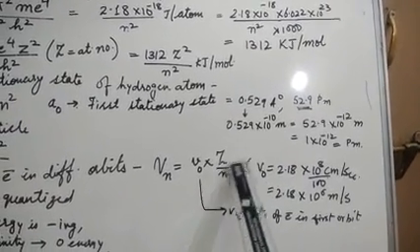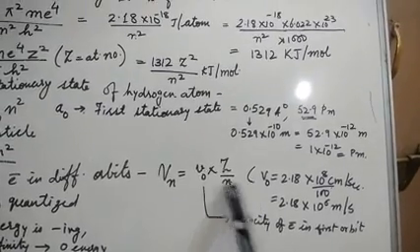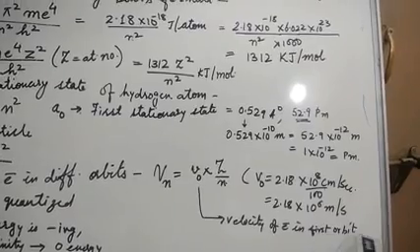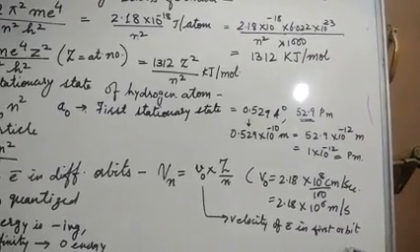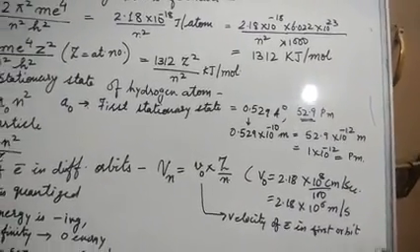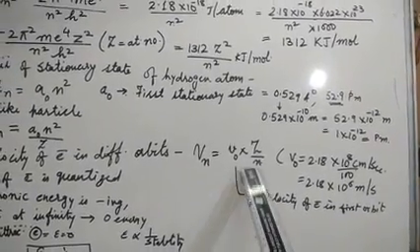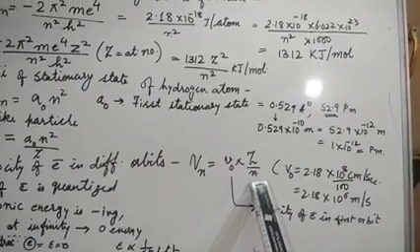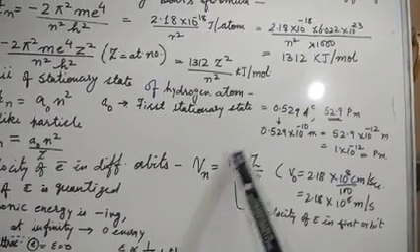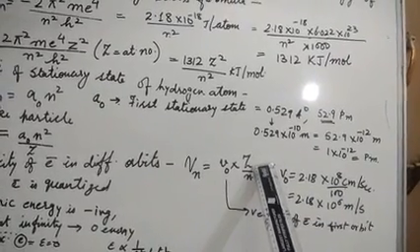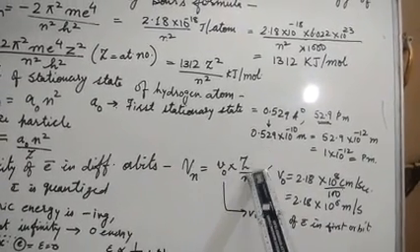Z is again the atomic number, N is the number of orbit, V naught is the velocity of electron in first orbit. Is it clear, students? So, if we are taking velocity in different orbits, here the value of N will change. In case of different elements other than hydrogen, this Z value also will change.